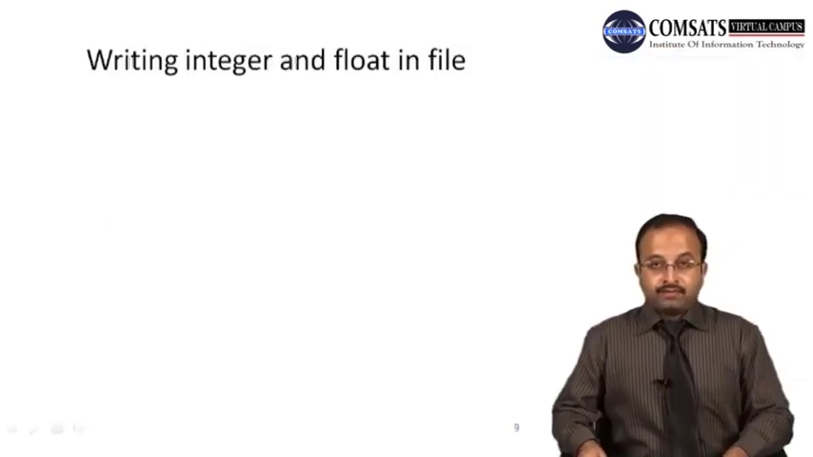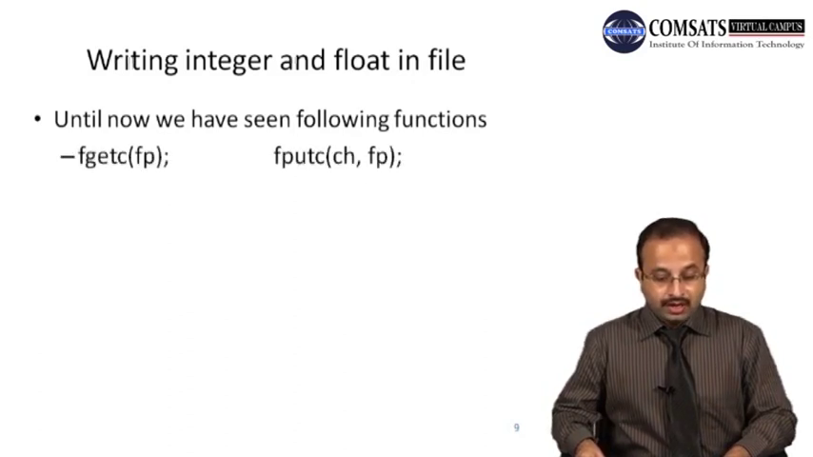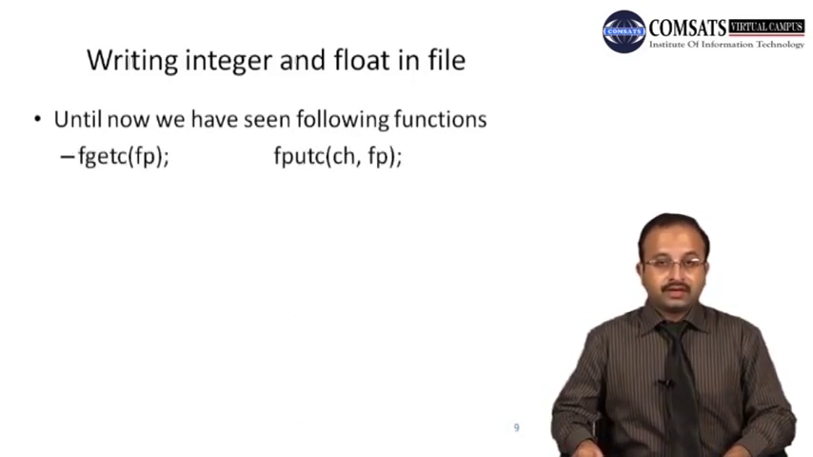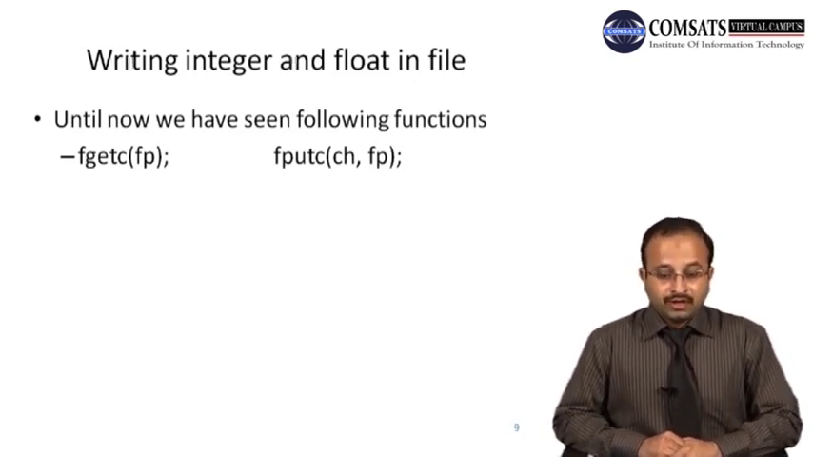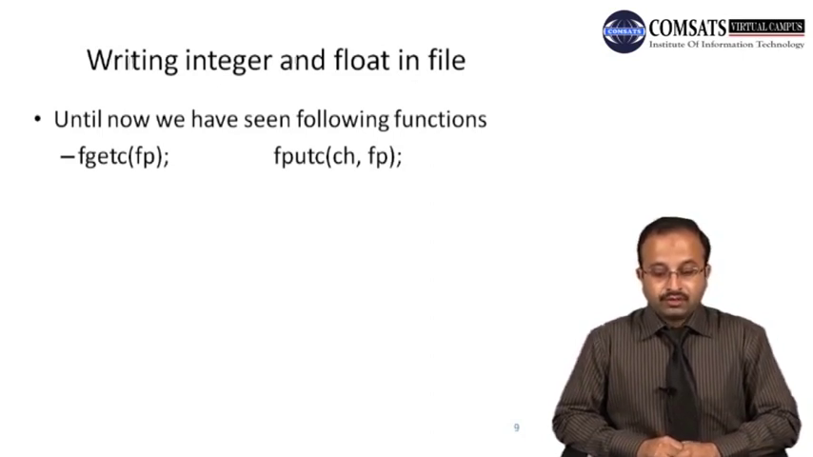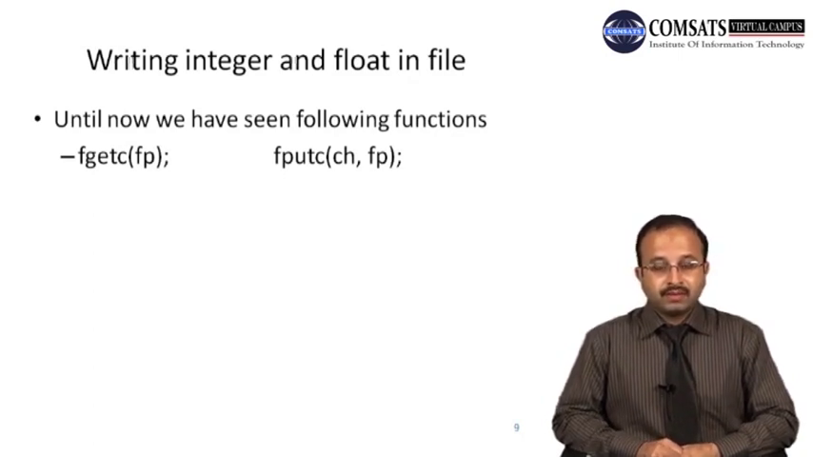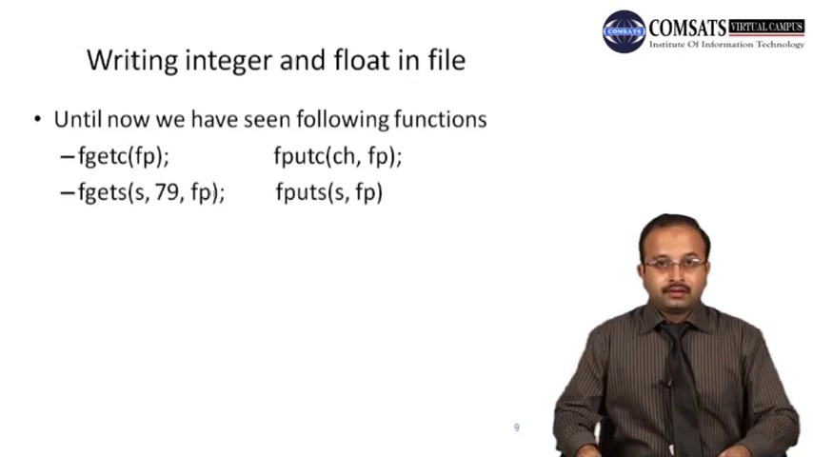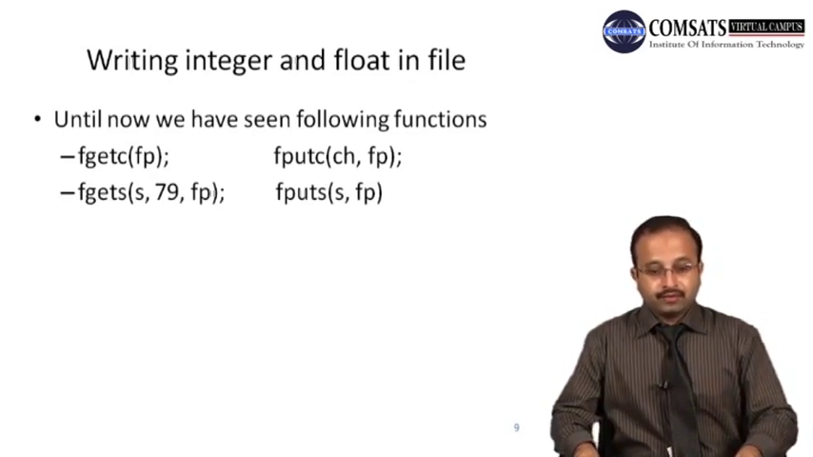Now writing integers and float in file. Until now we have seen following functions. Let's go through fgetc, fputc. Fgetc is to fetch a single character from the file that is pointed by a pointer fp, and fputc is to write a character that is saved in the ch variable, that is the first parameter to the fputc function, and it will write that character in the file that is pointed by the pointer fp. And the other function is fgets, that is used to read the string from the file.